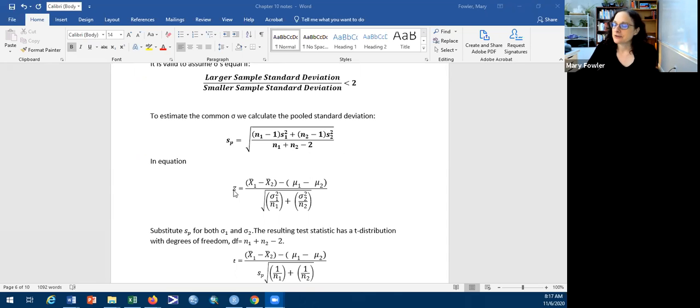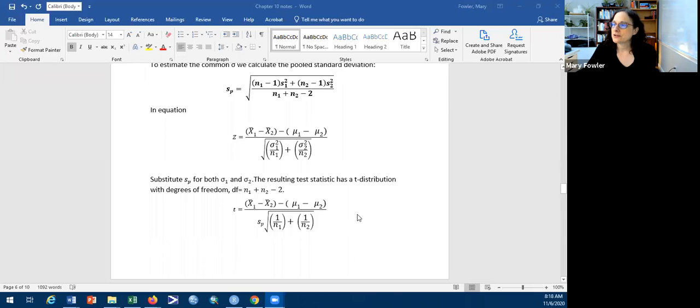We know from the previous section that Z is equal to X bar 1 minus X bar 2 minus mu 1 minus mu 2, over this standard deviation, and that this is a standard normal. What we're going to do is estimate the sigmas with S sub P, and we end up with a T statistic. In a similar manner to how we went from Z to T in chapter 9, we're going from Z to T here in chapter 10.